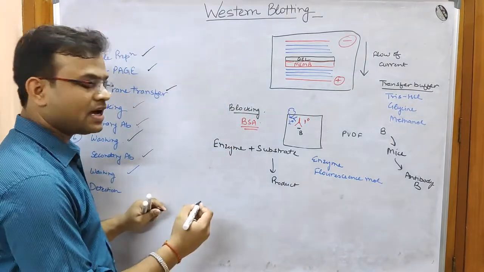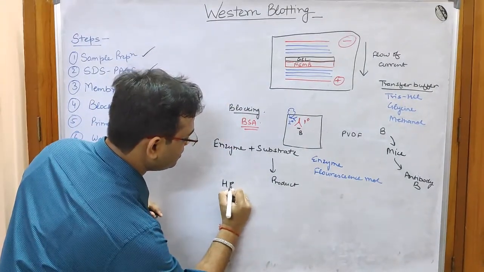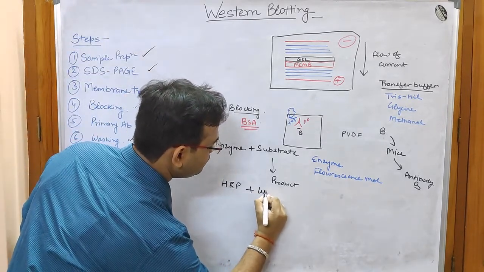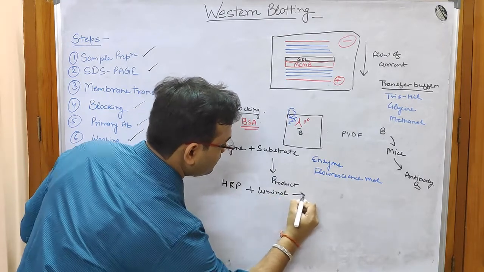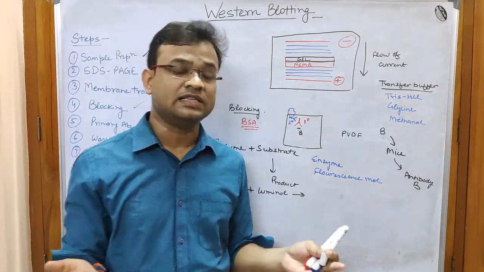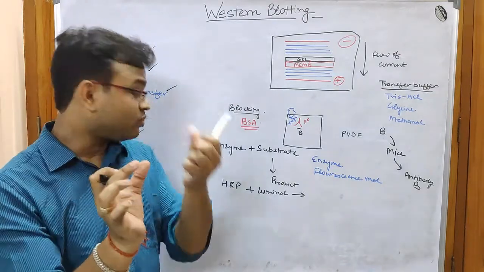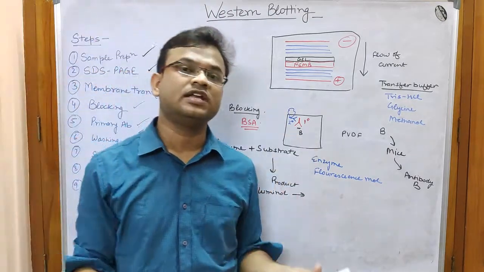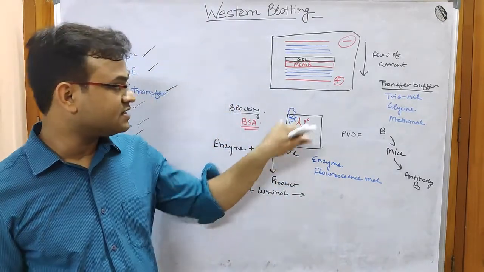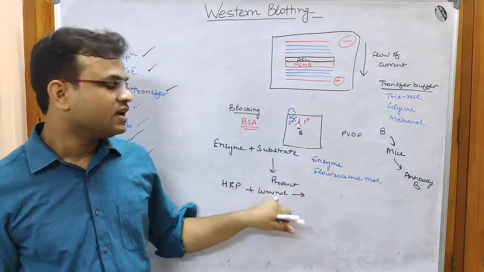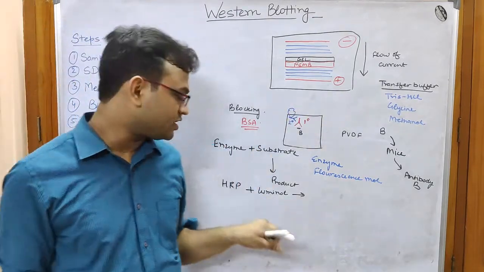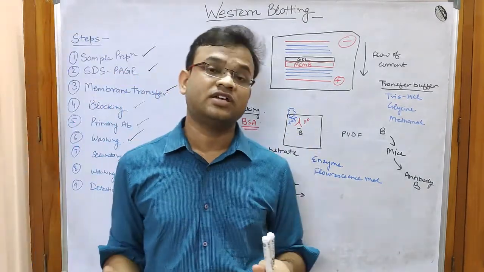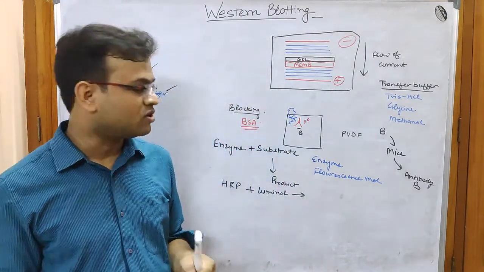The example that I can tell you about this is the horseradish peroxidase enzyme, and the substrate used is luminol. It will give enhancement in the light. You can see a spot of light after this reaction occurs, and you can identify whether your protein is present or not. So horseradish peroxidase is the enzyme that is conjugated with the secondary antibody, and luminol is the substrate that interacts with the horseradish peroxidase, and you can see an increase in the intensity of the light, and you can determine whether your protein of interest is present or not.